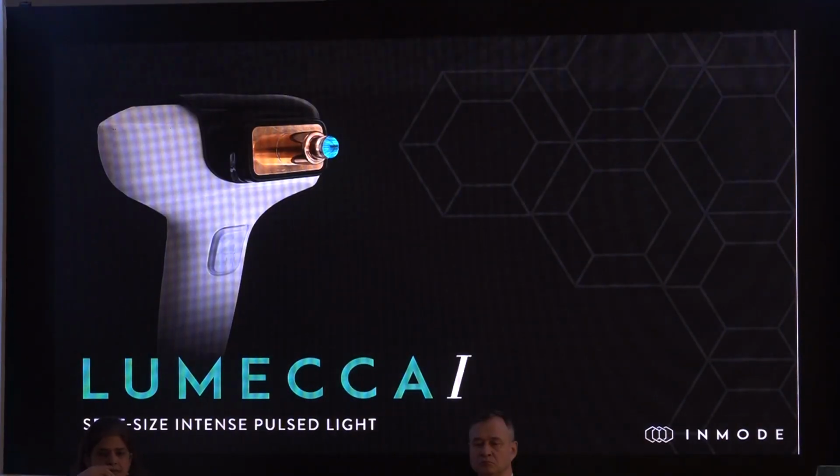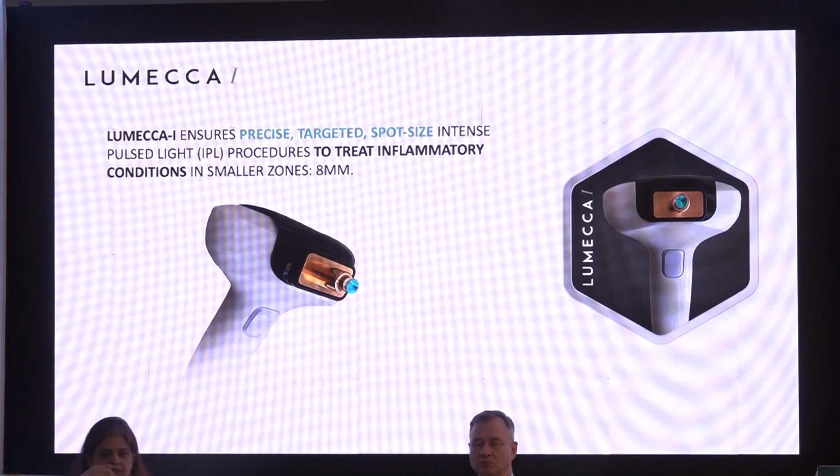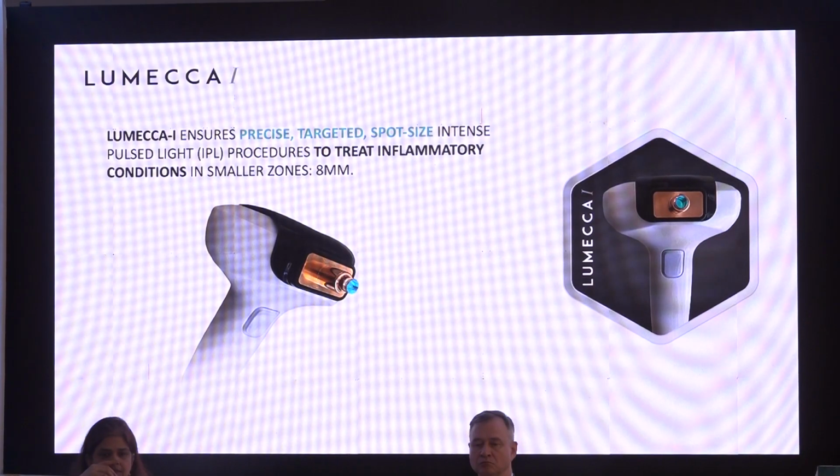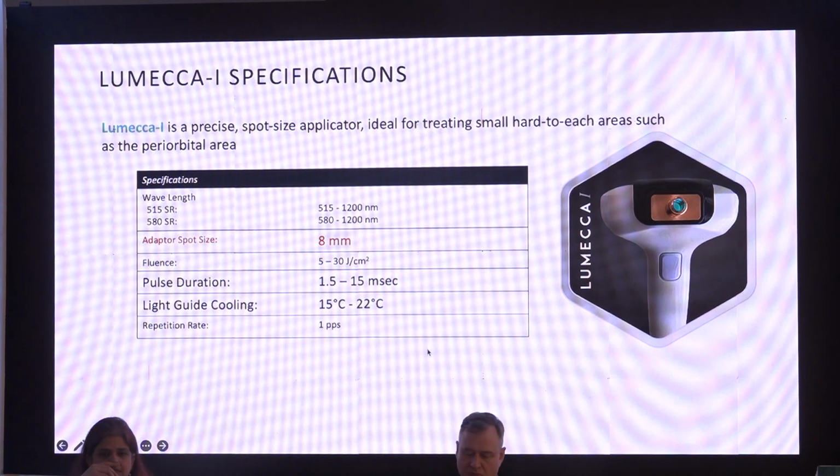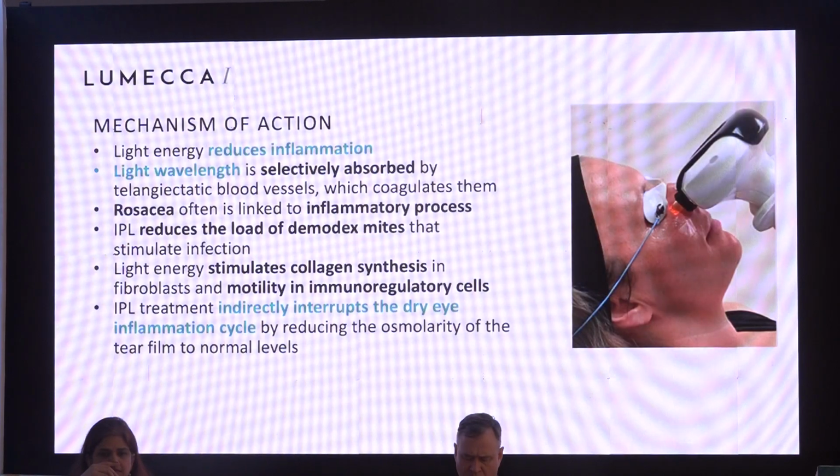This is how it looks, the Lumeka 1 spot size intense pulse light. And this ensures precise targeted spot size procedures to treat inflammatory conditions in smaller zones, that is up to 8 millimeters. It also has light guide cooling along with it, so it does not cause burning of the skin which is close to the meibomian glands.